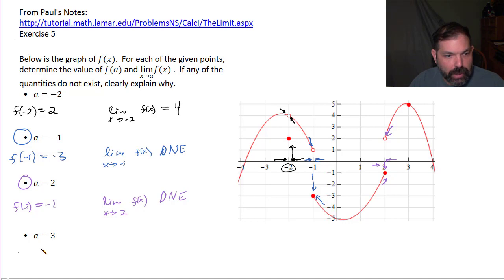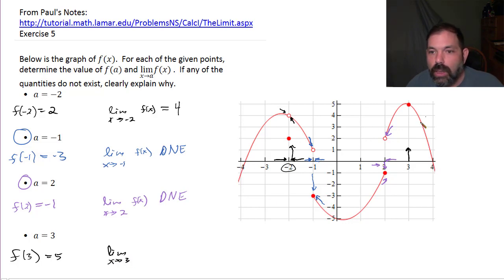All right, and finally, if a is 3, let's see, f of 3. If my input is 3, the output appears to be 5. And finding the limit with x approaching 3. If I move in from the left, the output appears to be getting close to 5. As I move in from the right, the output appears to be getting close to 5 as well. This limit is also equal to 5.